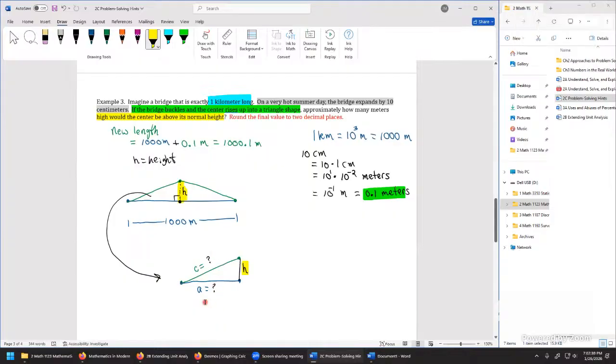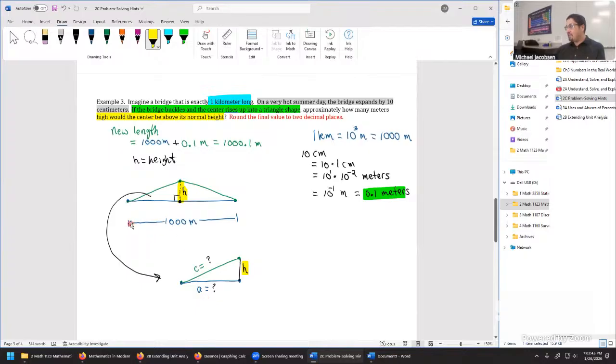Would A be 500 meters because it's half of the whole length? Yeah, absolutely. Good call. The total length is 1,000 meters. We're cutting it directly in half, like you said. So here is 500 meters. So that gives us that value there. So A is going to be just half of that length going in here.